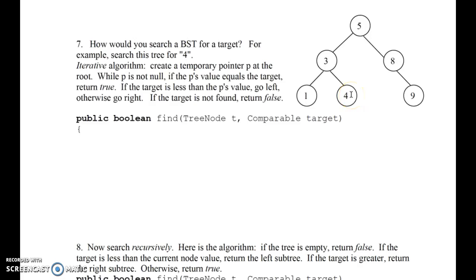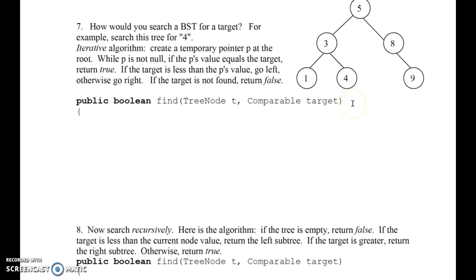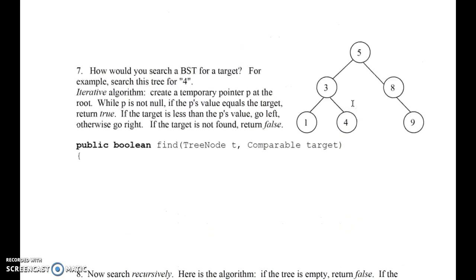So similarly, if I were looking for the number 6, again I start at the root, and 5 is less than 6, so I would go to the right. I would check this to see if it's null, and it's not null, so I can compare it to the 6 that I'm looking for.